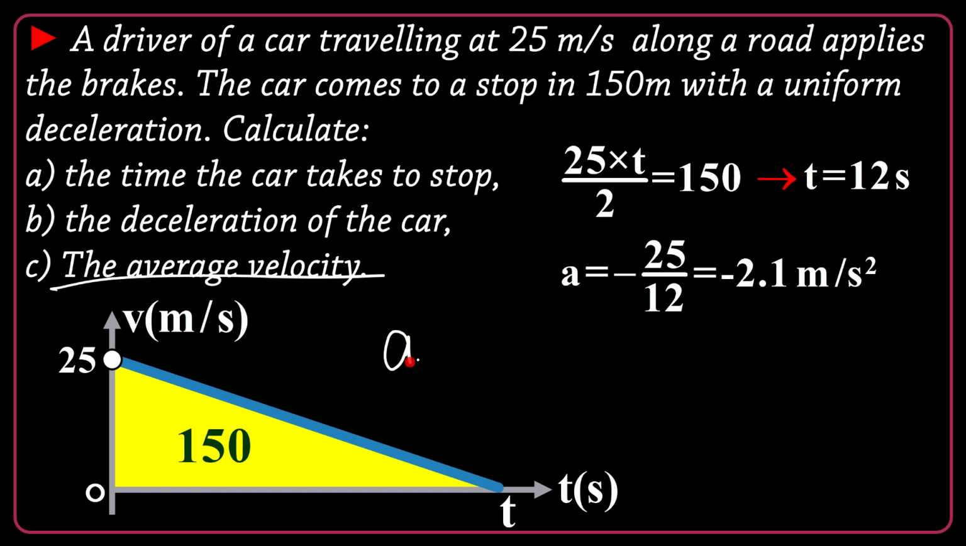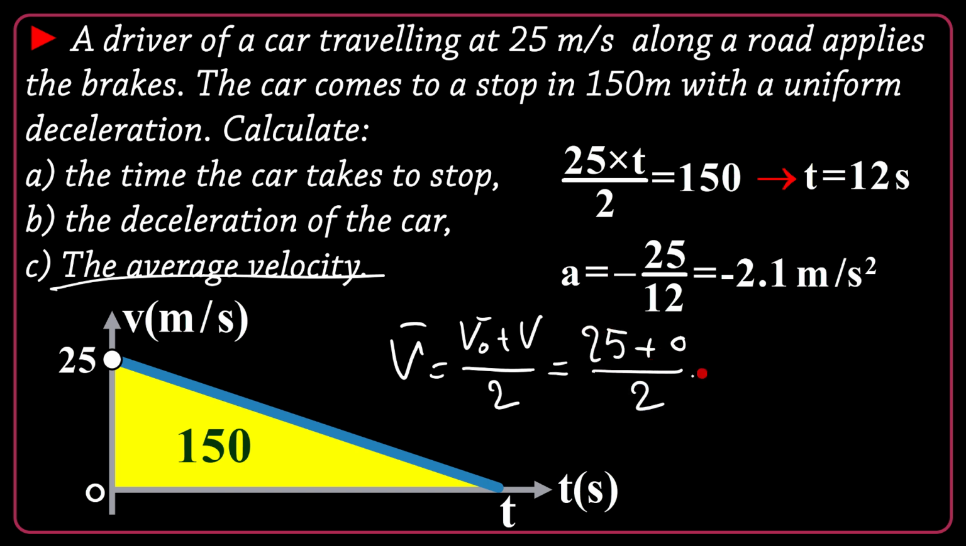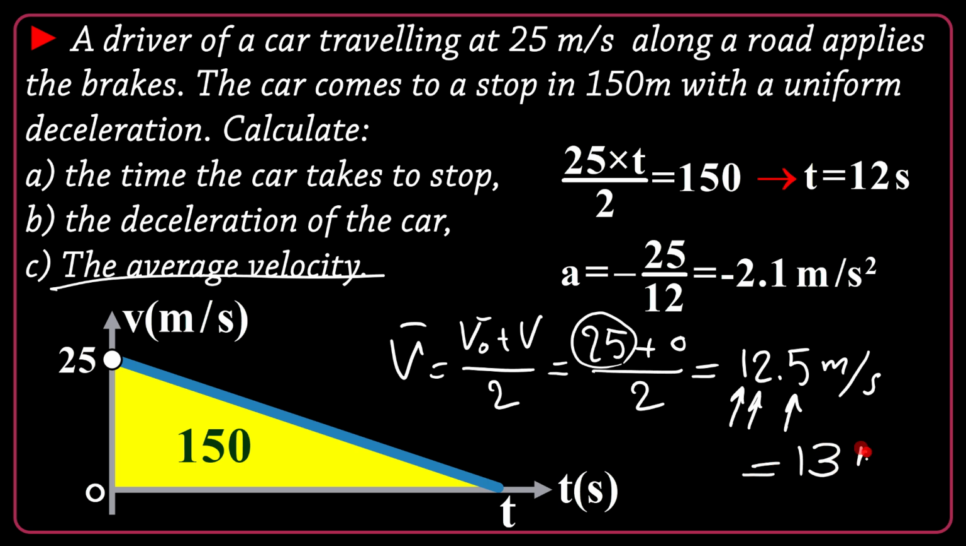Average velocity has two approaches. One of them is V naught plus V over 2. V naught is given to be 25, V is 0, and then divided by 2. Mathematically, it's 12.5 meters per second, but we don't accept it because physically it has 3 significant figures, but the components of this calculation may have maximum 2 significant figures. So I will round it up to 13 meters per second.